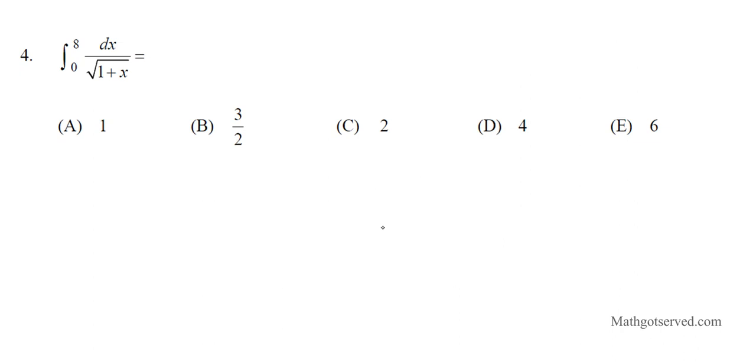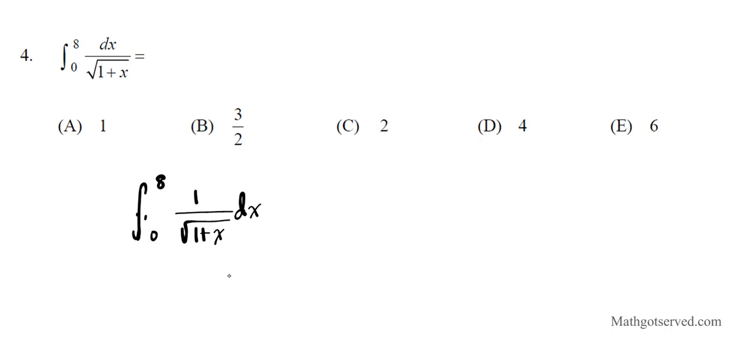Alright, so for number 4, let's take a look at number 4. This is an integration problem, a definite integral. We're going to be using u-substitution to evaluate this integral. So we evaluate the integral, find the antiderivative of, let's rewrite this as 1 over the square root of 1 plus x dx, evaluating this definite integral from 0 to 8.